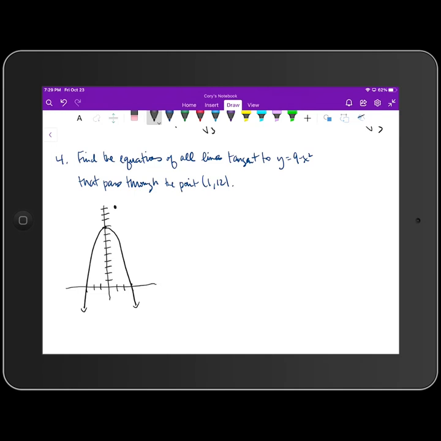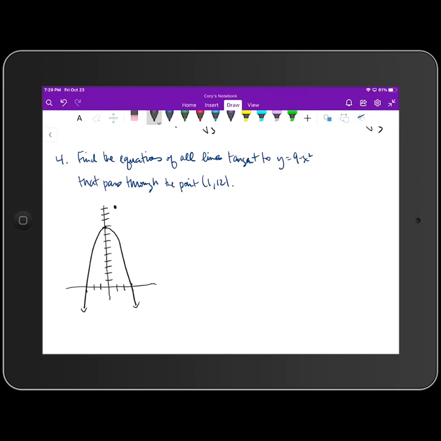And you can tell that, you don't have to graph the function to tell that. If you were to plug the point (1, 12) into your equation, that's not going to give you a true statement, okay, which means that that point does not lie on the graph of our function. So we've got a problem here.